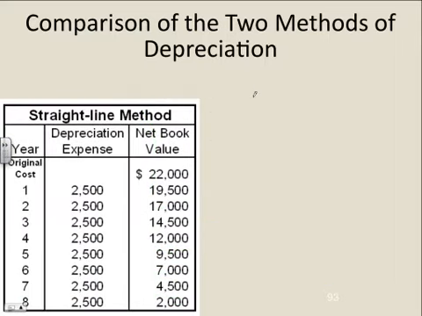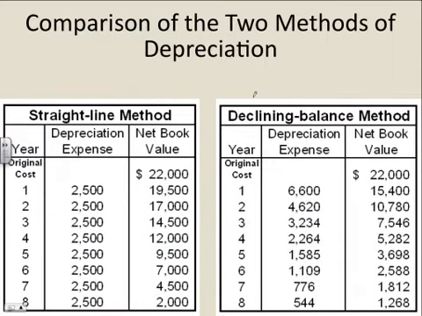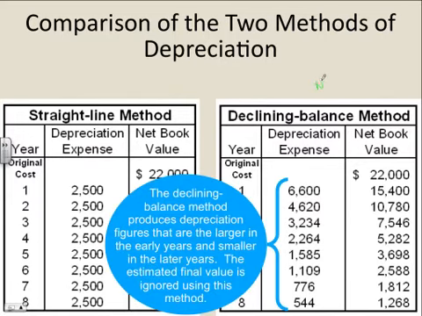Now let's compare it to the declining balance method, where our formula is net book value times rate, right? And I showed you in the last video that the depreciation expense gradually decreases. So in other words, the declining balance method produces depreciation figures that are larger in the early years and smaller in the later years. The estimated final value is ignored using this method. Okay?